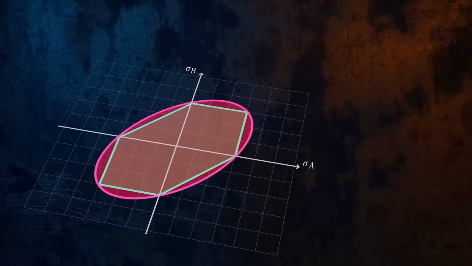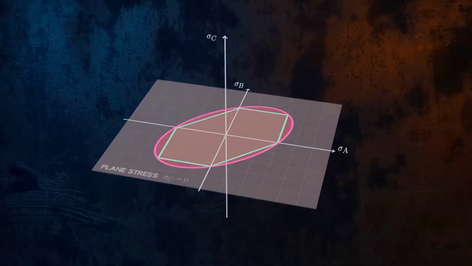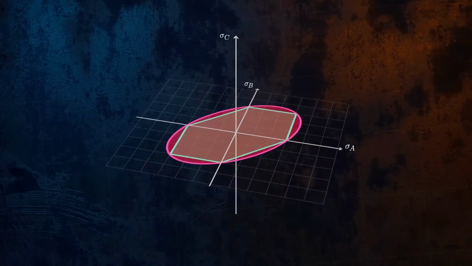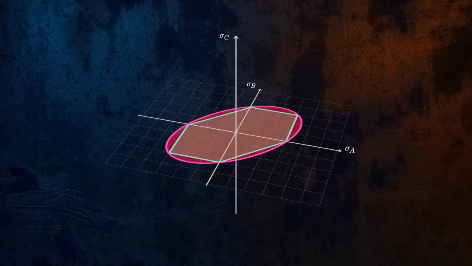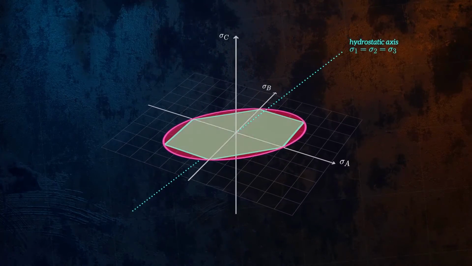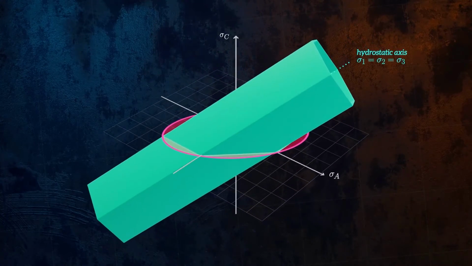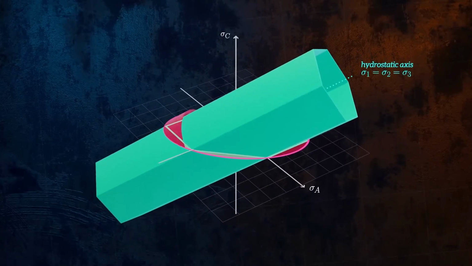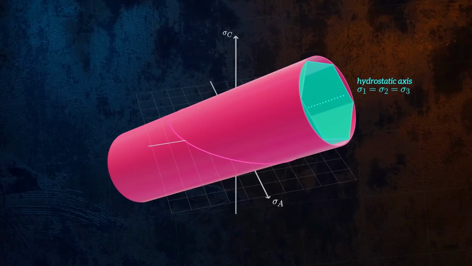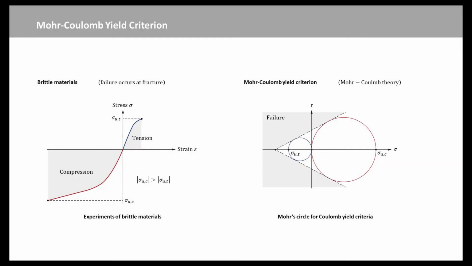So far, we have looked at a plane stress case with sigma C equal to 0. But for a general three-dimensional stress state, sigma C will be non-zero. We know that the Tresca and von Mises yield surfaces are not affected by hydrostatic stresses, and so to obtain the yield surfaces in three dimensions, we just need to extend the plane stress yield surfaces along the hydrostatic axis.